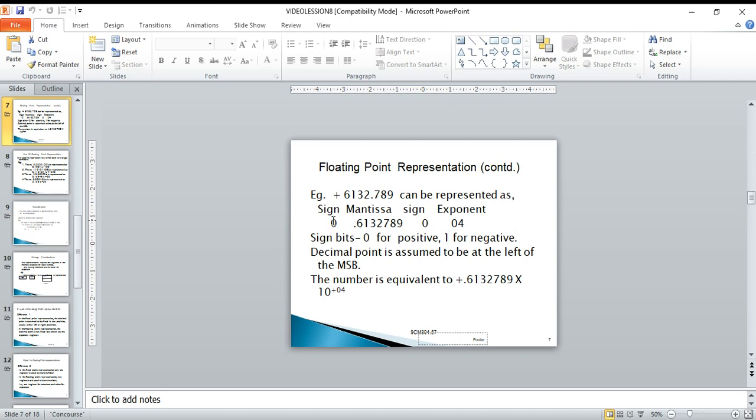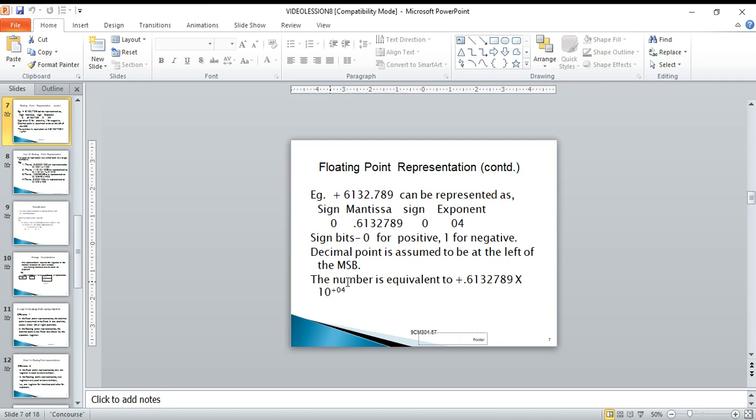So here, what is the sign? This is the positive number, so 0. What is the mantissa value? It is 0.6132789, and this sign 0 means the sign of the exponent value. We move this point towards right, so we will get the positive 4. So we will get 10 to the power of 4 actually.